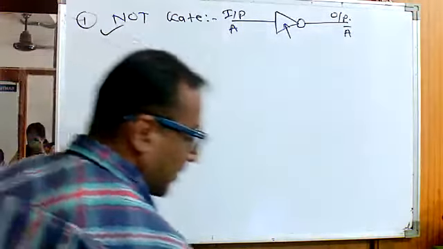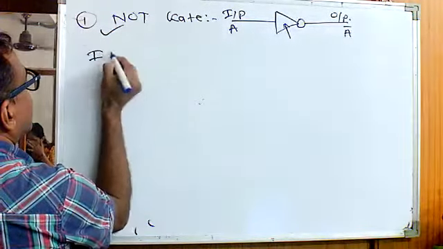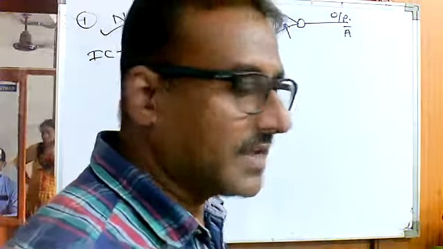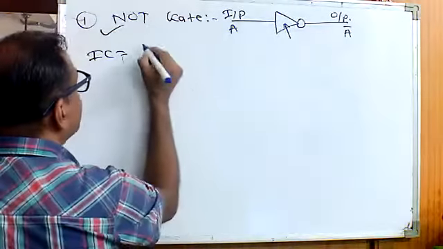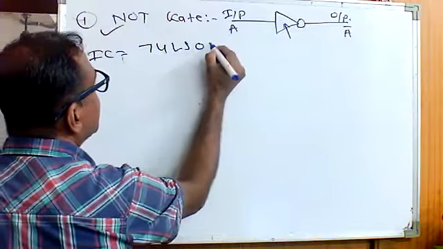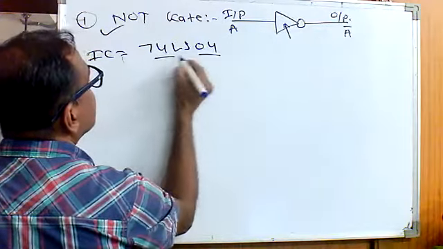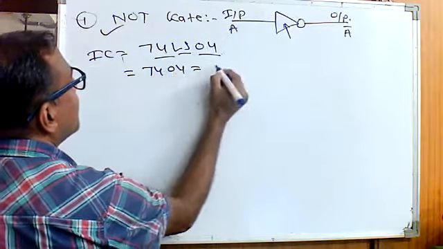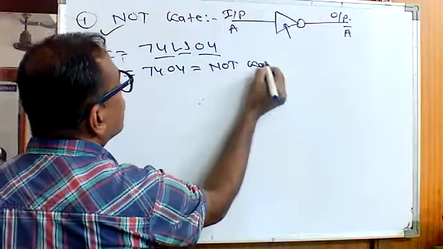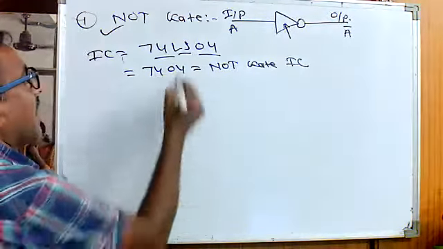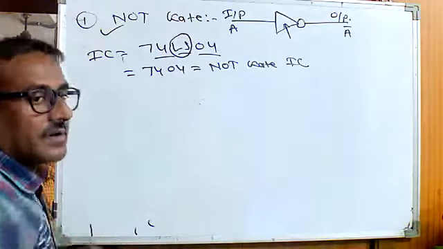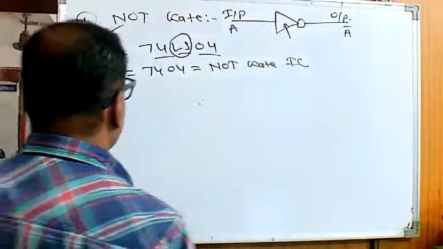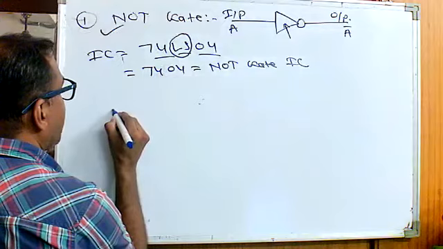In the market, there is the NOT gate IC. IC means integrated circuit. Many gates combined in one IC is called an integrated IC. The IC is named 74LS04. This is 74LS, so 7404. 7404 is the NOT gate IC. LS is the company symbol. Different companies use different symbols like this one. So this is the pin diagram of the IC.